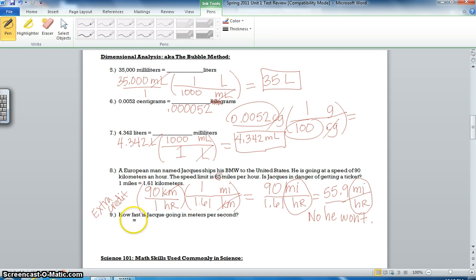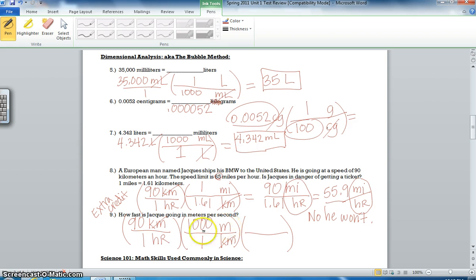All right, so he's going 90 kilometers per hour. We want to change that into meters per second. So what we can do is just do this one at a time. I'm going to cancel kilometers, get meters. There's 1,000 meters in every 1 kilometer.